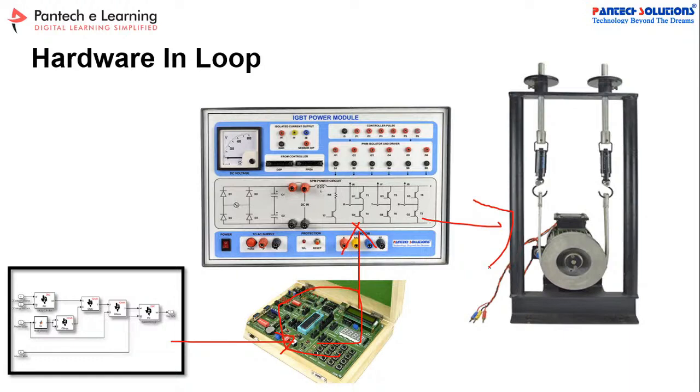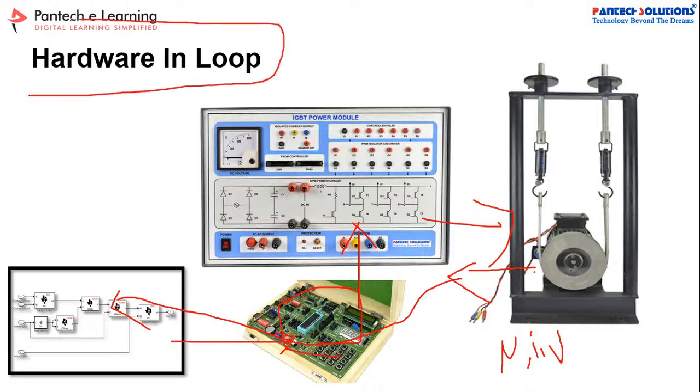Similarly, while it is running, you can take real-time parameters. Suppose the load is your motor, you can measure the speed, current and voltage, and take these parameters into the system. Then you can monitor here, and you can change the real-time parameters of these motors via this microcontroller. So that is called hardware in loop.